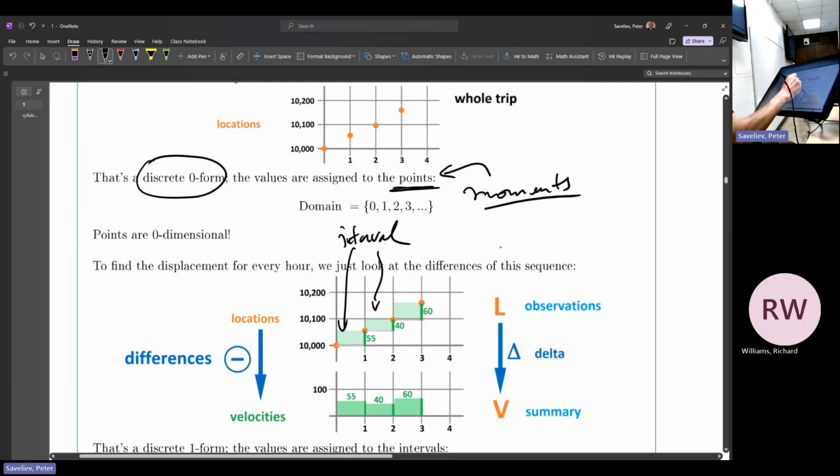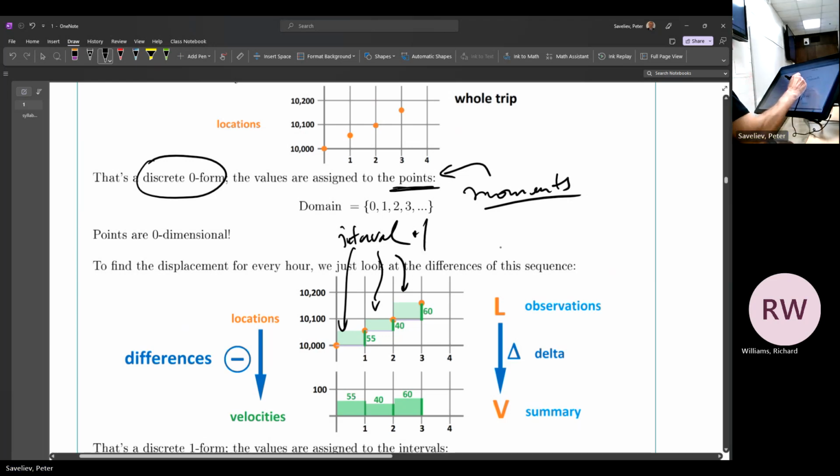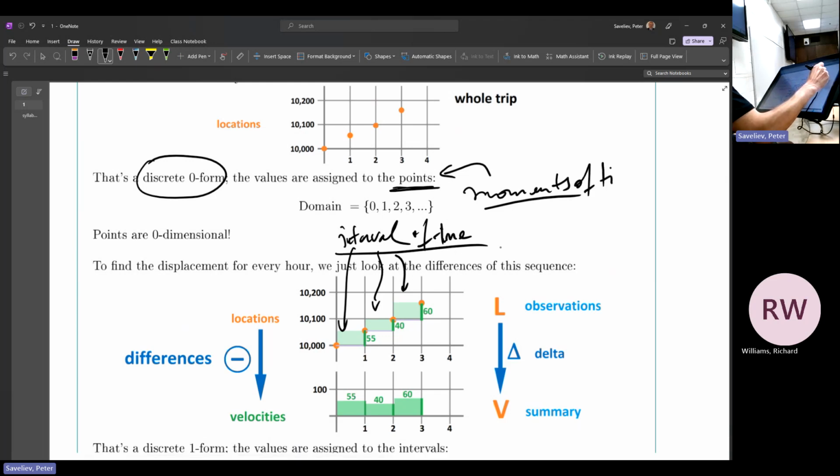Okay, and then this is also an interval thing. So the velocity, I have three locations, three velocities. So those 55, 40, and 60, I make a picture at the bottom to make that case that it does not apply like at the top, 1 moment of time. It applies to an interval of time. Okay, moments of time, intervals of time.